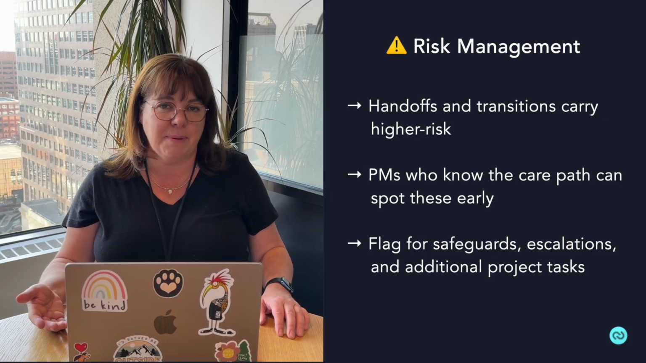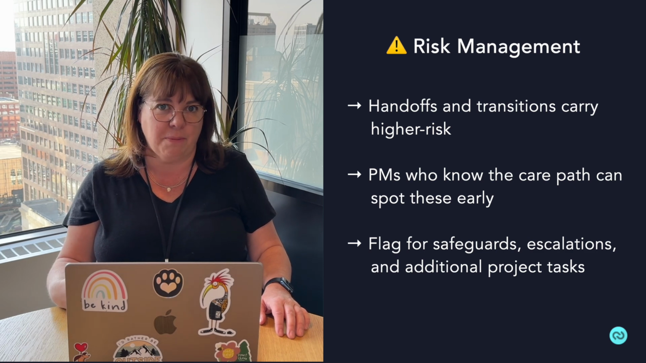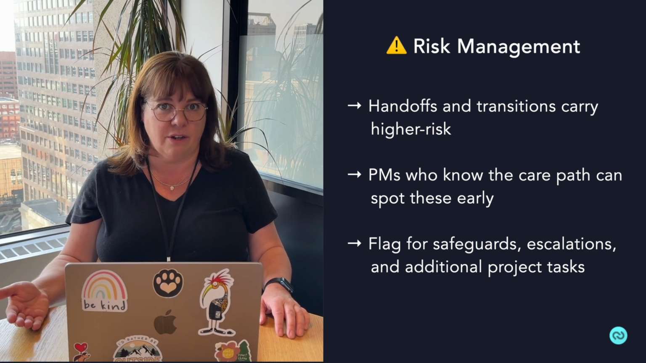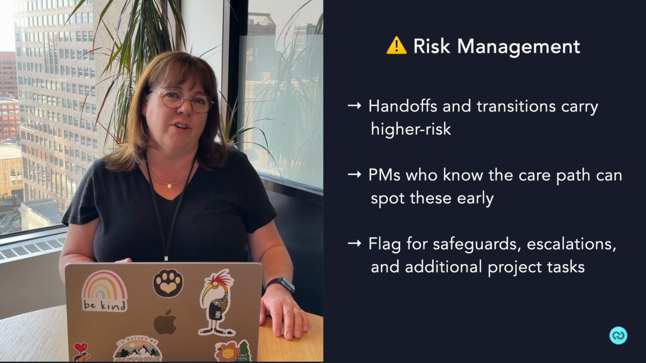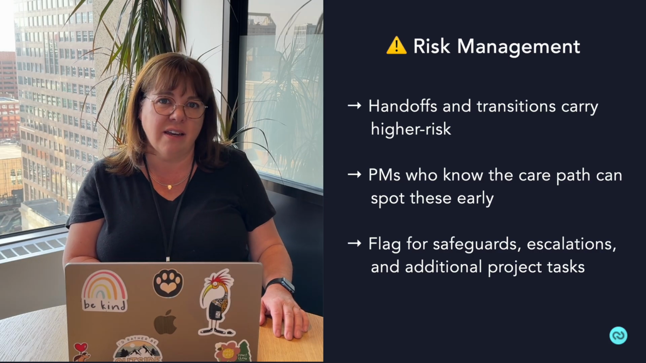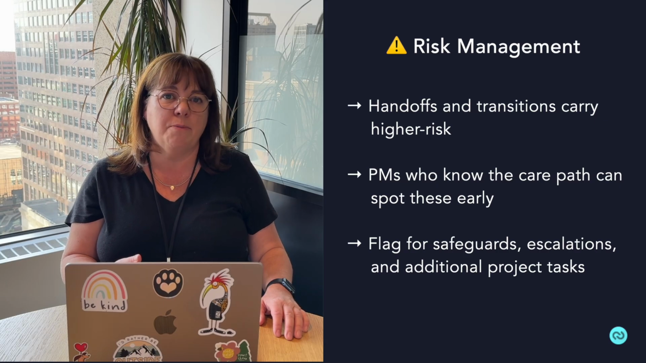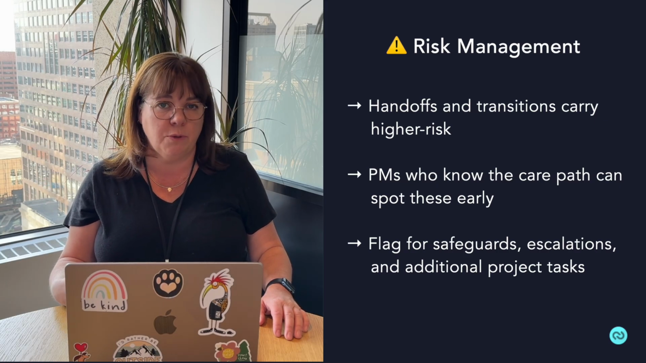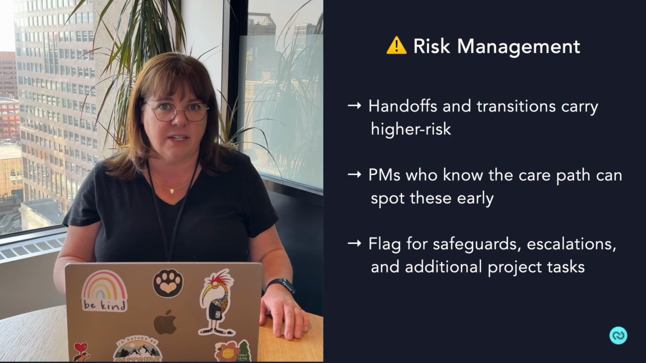So knowing this, the PM can flag these areas as higher risk in their project plan and something they want to pay closer attention to. They can ask SMEs if there are additional safeguards that need to be put in place, or if there are escalation processes that they need to be aware of in this particular area, and they can ensure that the training and downtime documentation covers these transition points well. Understanding these workflows gives the PM context to ask better questions when they're doing their risk planning and to tie things back to real patient safety concerns.